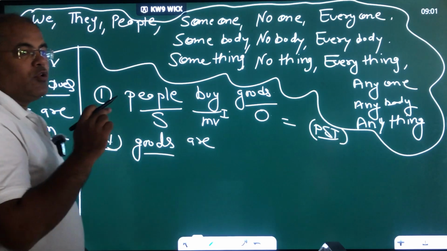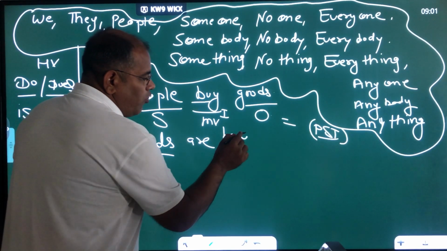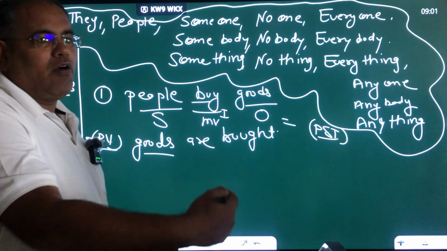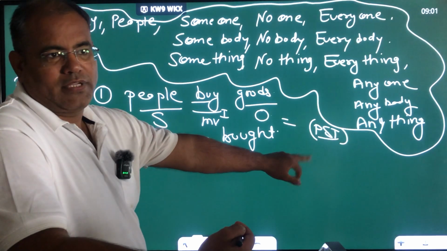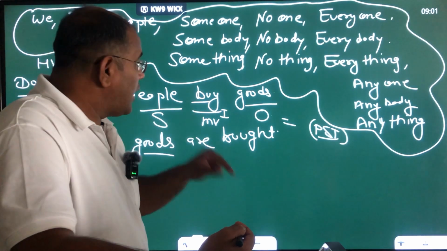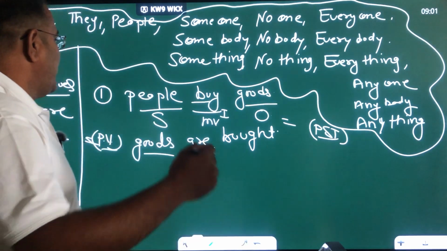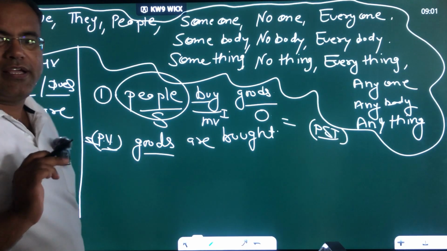Then we have to use MV's third form, bought. And guys, the sentence is over. Now we don't require to use by plus object according to PV. Why? Because this sentence belongs to unimportant subjects, and here we used the unimportant subject people. Am I clear?